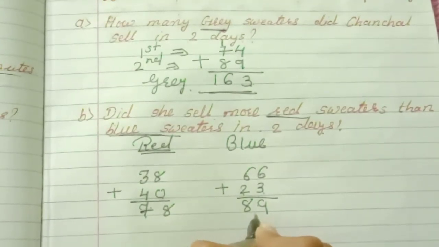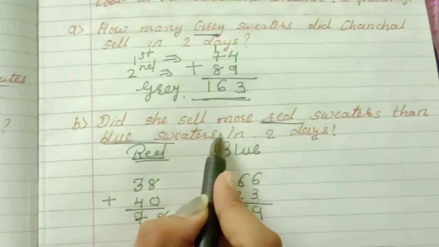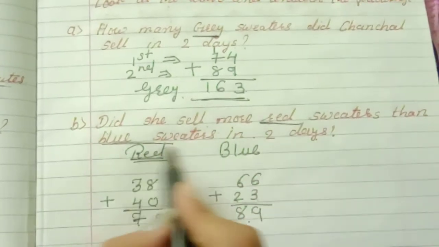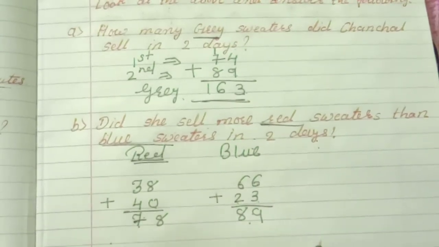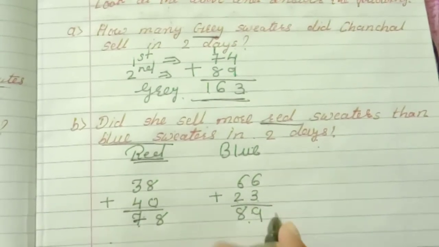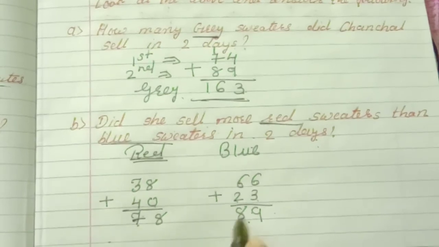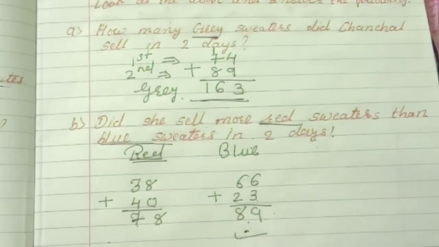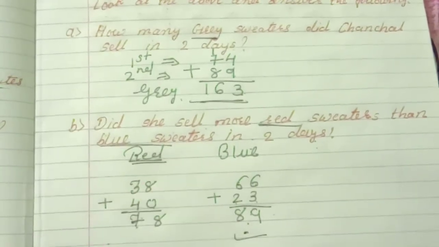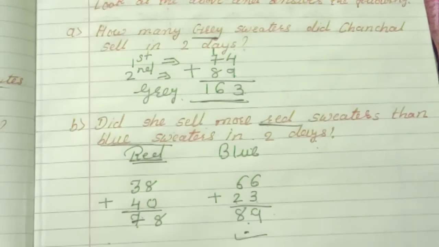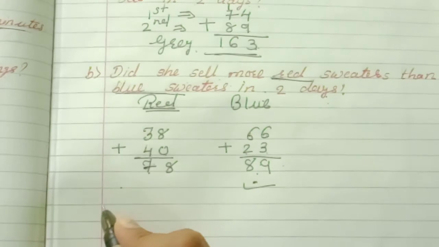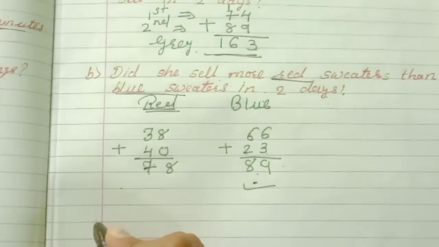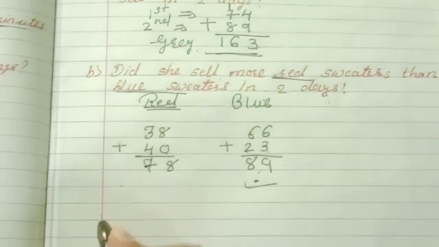Now, what is the question? Did she sell more red sweaters than blue sweaters in 2 days? Did she sell more red or more blue? She sold more blue. So, we will write here no. Chanchal did not sell more red sweaters than blue sweaters in 2 days.